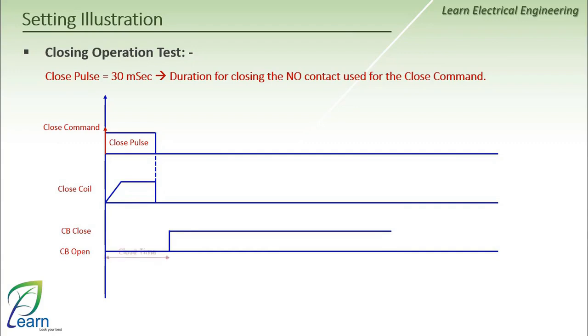The close time is considered to start from the moment of the close command to the feedback I receive from the main poles of the circuit breaker. That's why we can say that the close pulse can be set to a duration of about 30 milliseconds or 50 milliseconds, as long as it is sufficient time for the close coil to pick up.